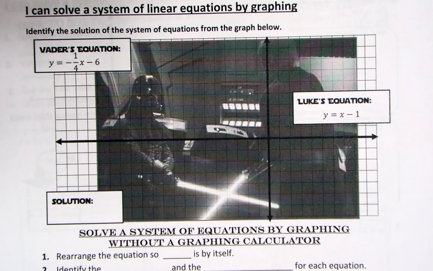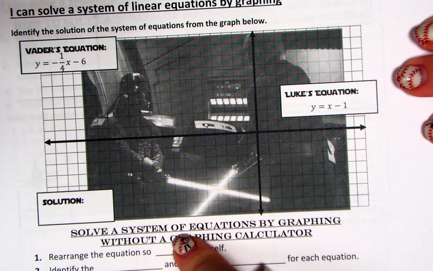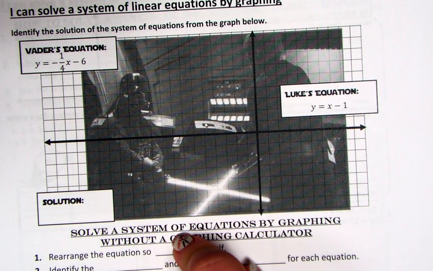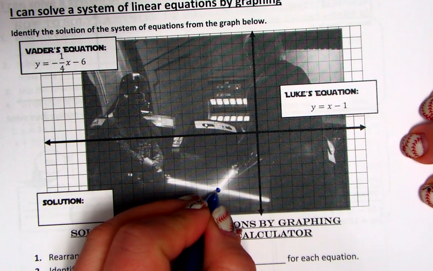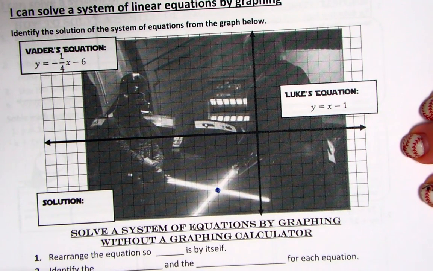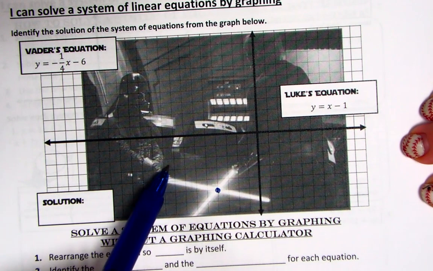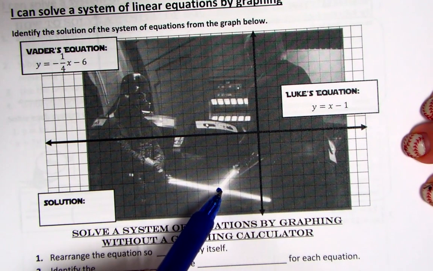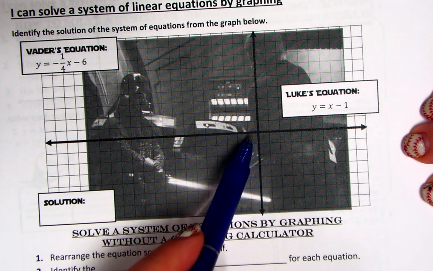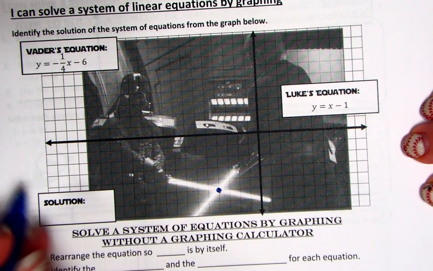So I have a system that's already been graphed here. With this picture of Star Wars, the lightsabers make up the 2 lines that are going to cross or be our system. So the point that those cross at, right here, is going to be the solution to our system. So here's Darth Vader's equation, here's Luke Skywalker's equation, and the point where they cross is at -1, 2, 3, 4.